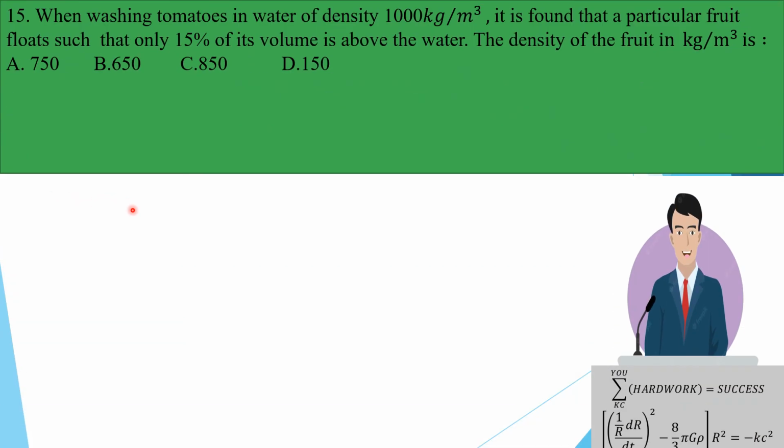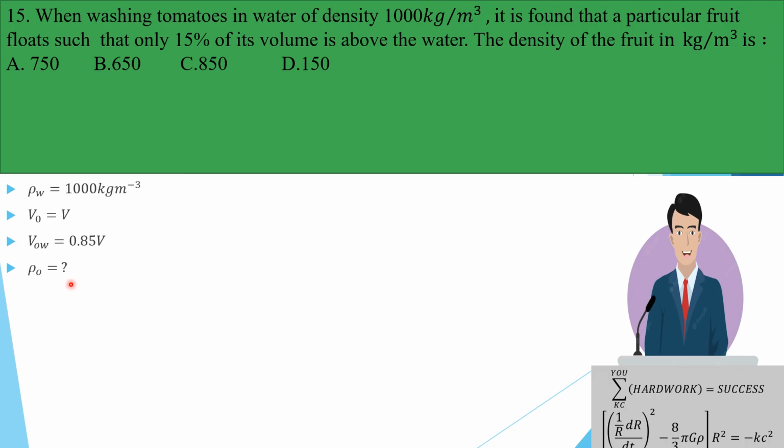All right, so the final question for our series today would be: when washing tomatoes in water of this density, it is found that a particular fruit floats such that only 15% of its volume is above the water. The density of the fruit in kilogram per meter cube is... all right, let's go. Let's say the density of water is rho W, and the volume of the object is just V. The volume of the object in water will be 0.85 V, because remember that if 15% of it is above the water, it means that 85% of that object is inside the water.